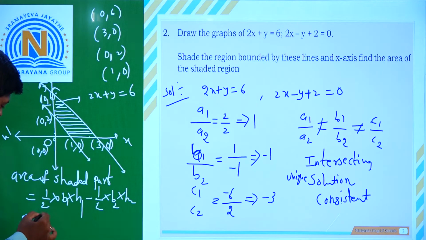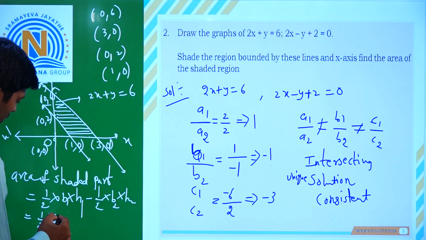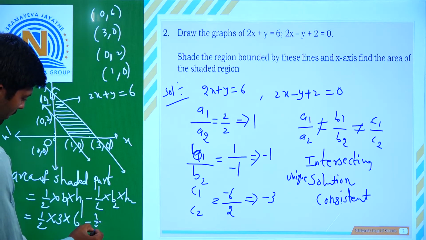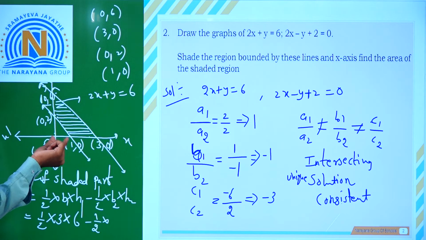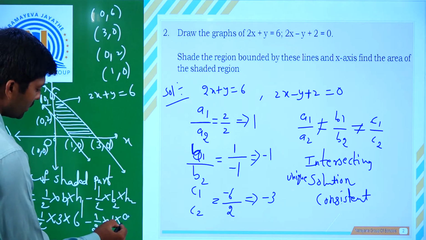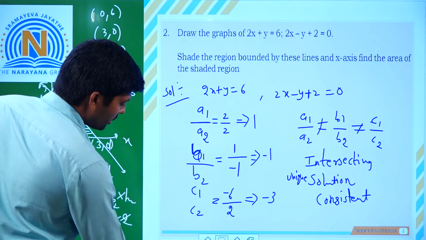So from these, 1 by 2 into the base, that is 3 units, into the height, 6, minus 1 by 2 into the base of the small right angle triangle, which is 1. Next, the height of that right angle triangle is 2. Here 2 will get cancelled, here 2 will get cancelled. So from this I can take 3 times 3, 3 3s are 9, minus 1. So that I can take 8 square units.